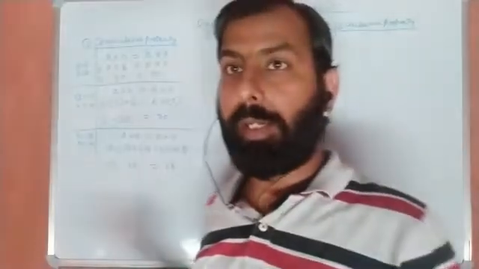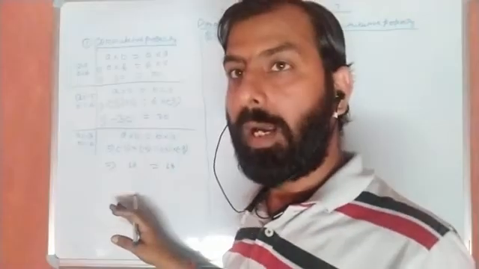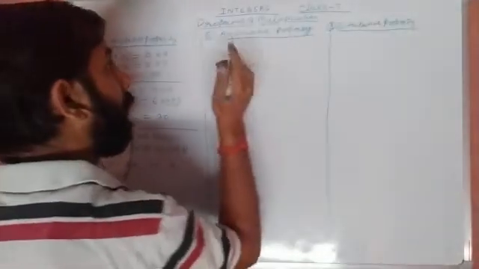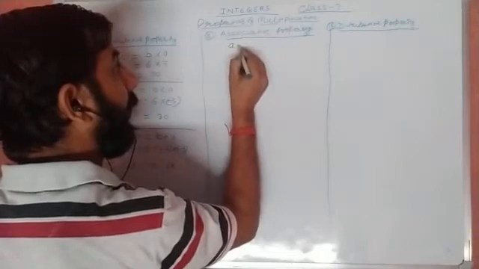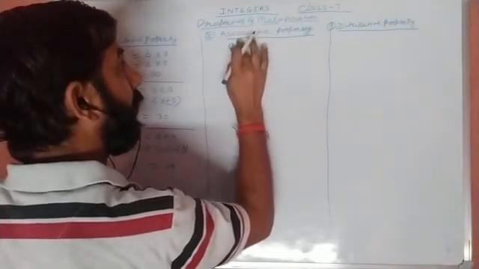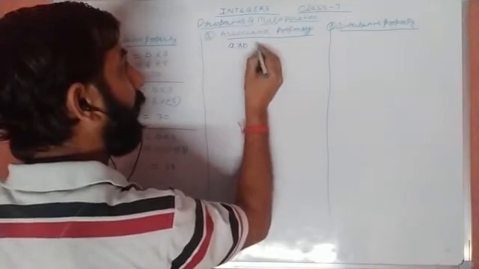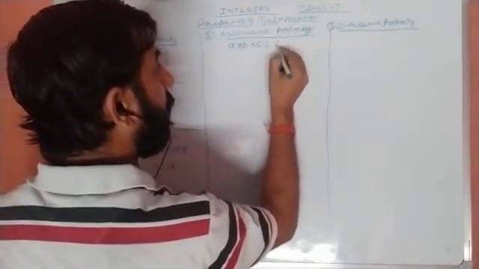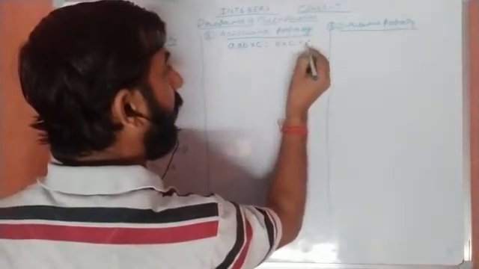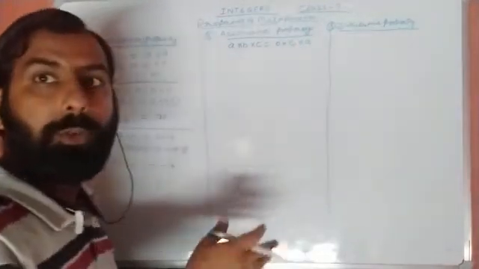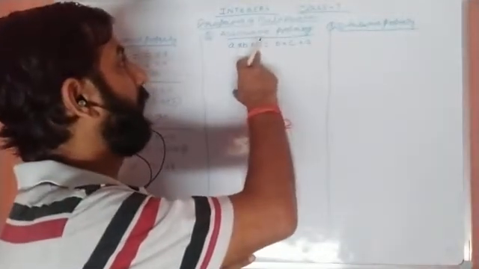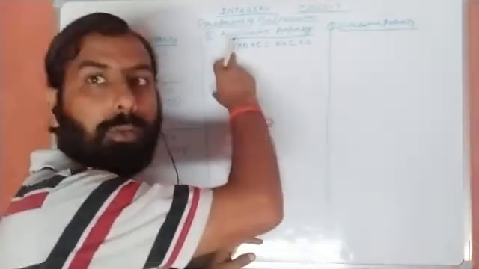Now about the associative property. Let's take A into B into C equals B into C into A. You can place it anywhere, meaning you can multiply from any number, either from A to B, or B to C, or first B to C and then to A.